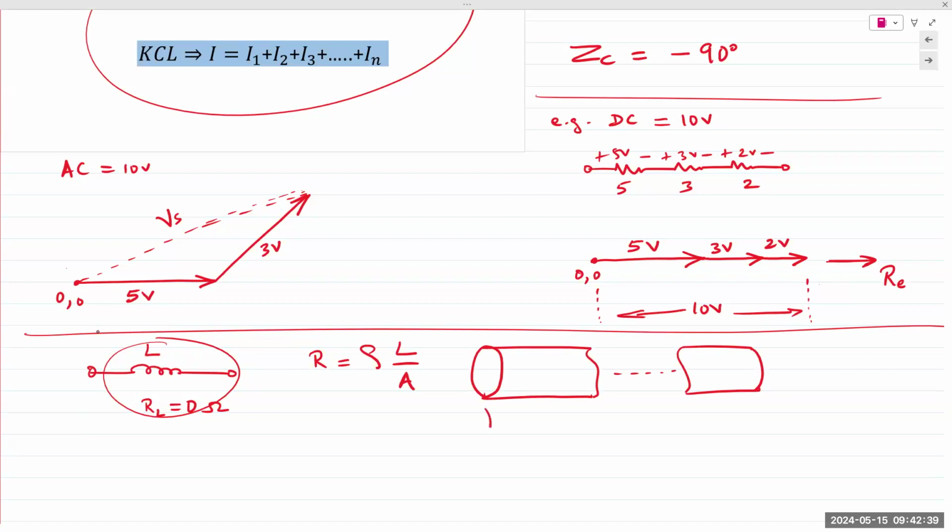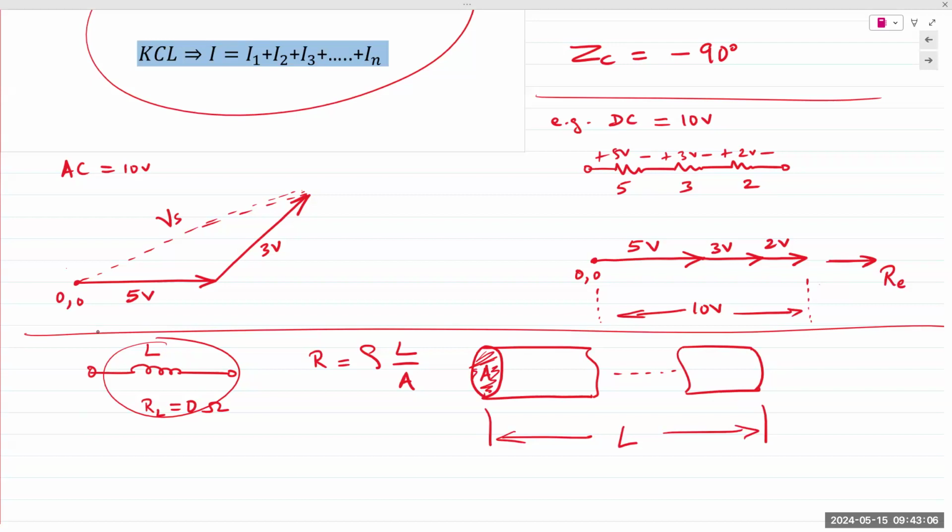L is basically how long that wire is between the measurement terminals. And A is the cross-sectional area. Resistance of that material is inversely proportional to the area and directly proportional to the length, meaning the longer the wire, the longer the resistance, and the thinner the wire, the higher the resistance.